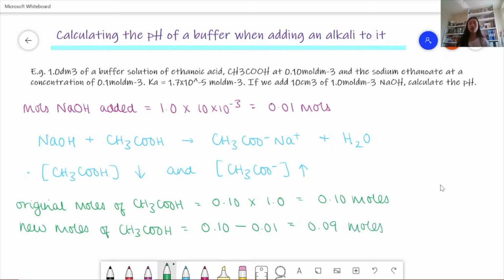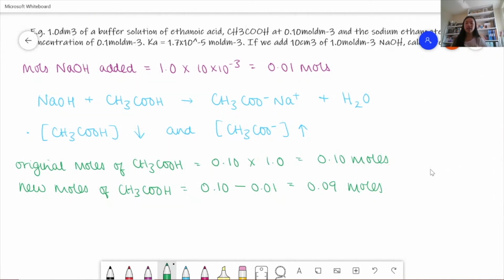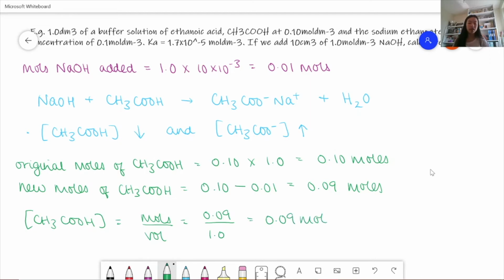And now we can work out the concentration after the alkali has been added of this ethanoic acid. So we've got the concentration equal to the moles over the volume, and this equals 0.09 over the volume of the entire buffer, so the 1.0 decimeters cubed, and this gives us 0.09 moles per decimeter cubed.